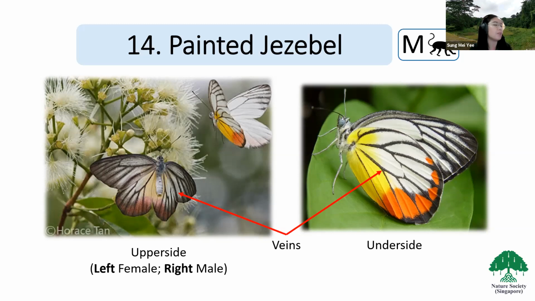And the female and male actually look slightly different. The female's upper side looks a bit more dusty. Meanwhile, for the male, the upper side looks very clean. The veins are very sharp.